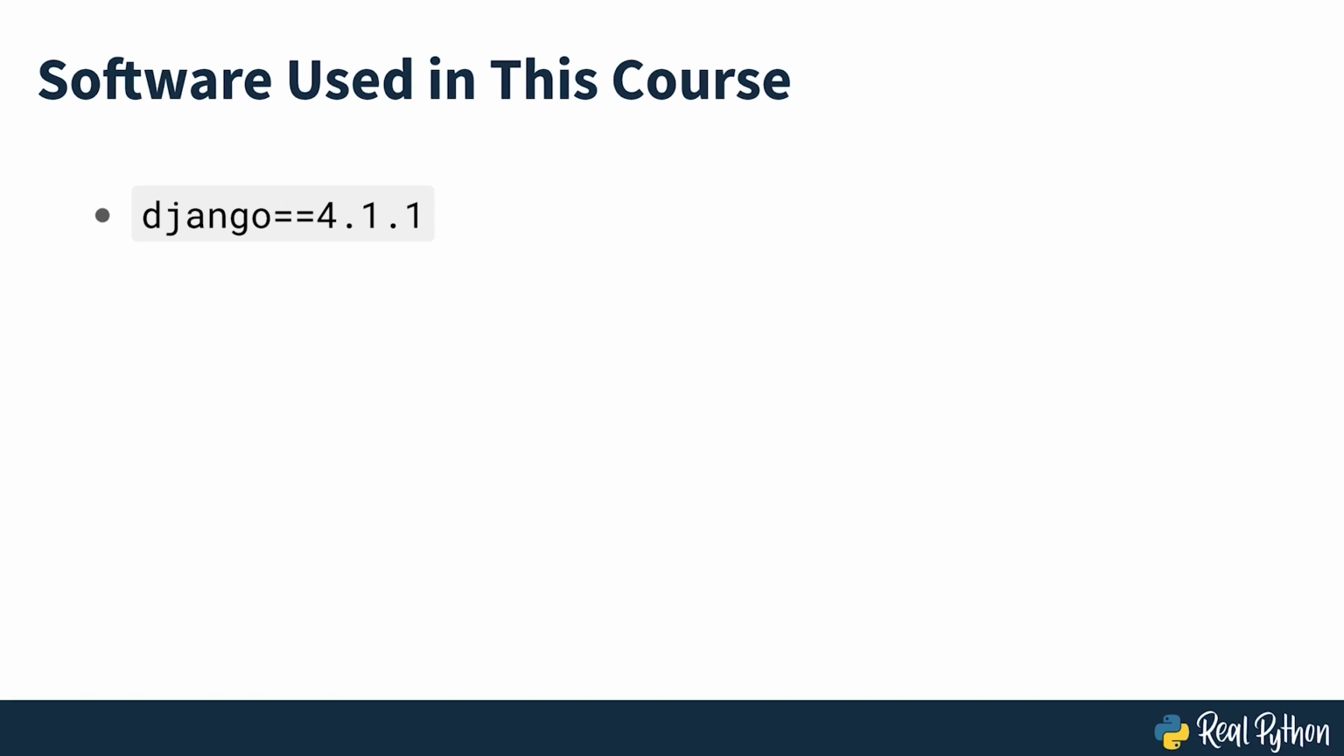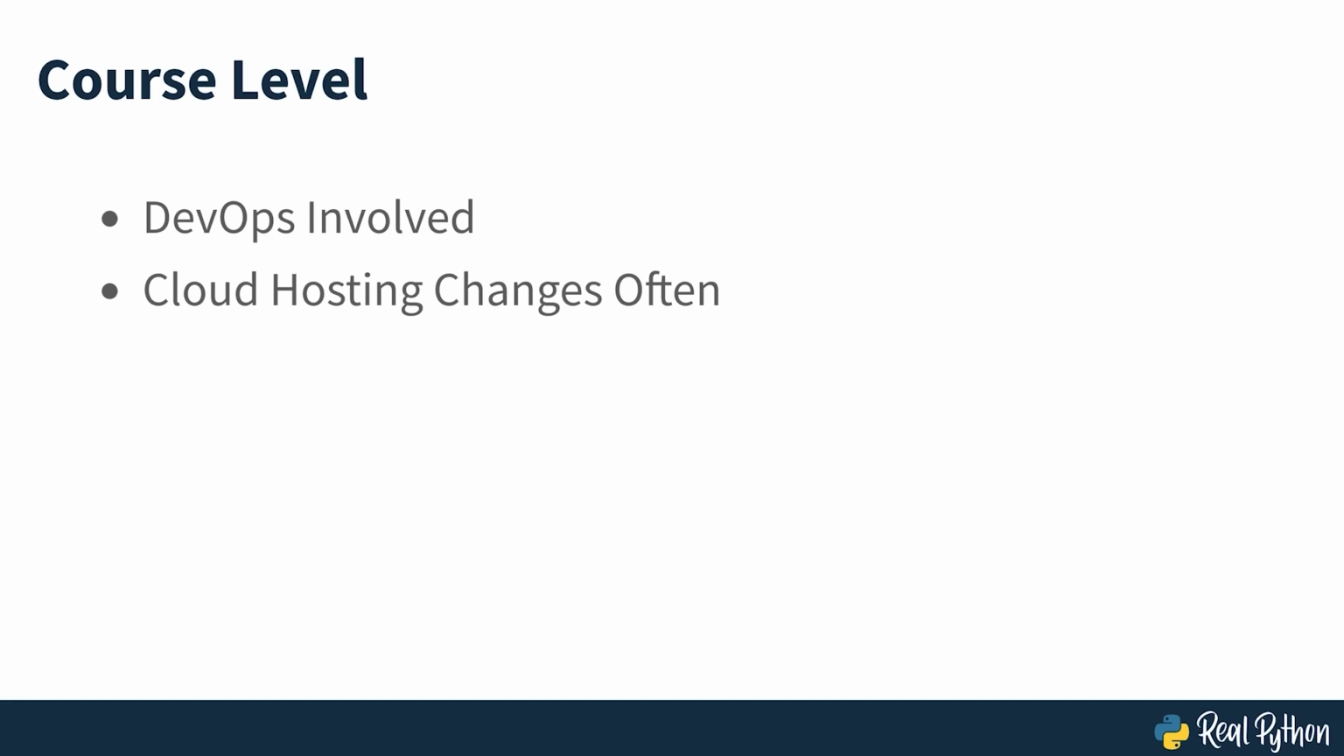This course was created using Django 4.1.1, although the techniques covered should be very similar for any recent version of the web framework. The course involves setting up a cloud virtual machine on a server run by a third party, so it should be considered as touching on DevOps. Due to the fast-moving nature of cloud hosting, you may need to spend time with your chosen cloud host's documentation to get the services you need up and running. And we would consider this course to be of an intermediate to advanced level because of this. However, it's well worth persevering with, as knowledge of how to host a Django project online is a useful skill to have.